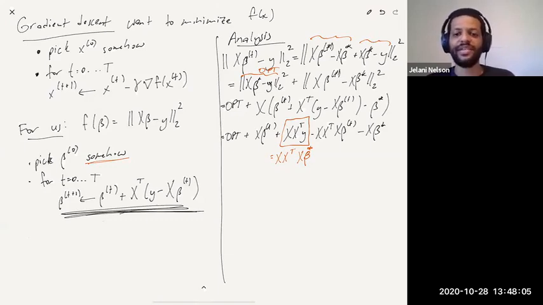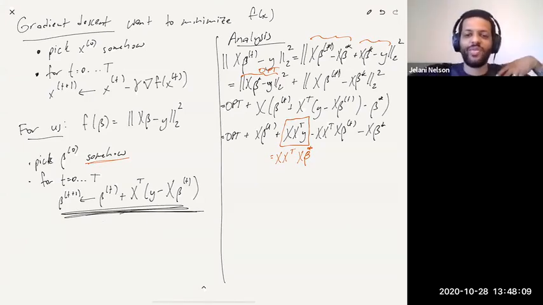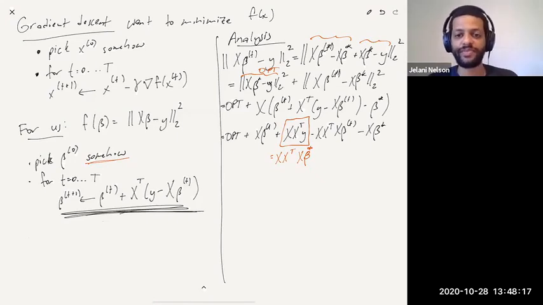Because again, x transpose is like basically taking the columns and dot producting them with y, but if y is orthogonal to the column space, then that's 0. So x transpose y perp is 0. The only thing that survives there is x transpose y parallel. Meanwhile, what is x beta star? X beta star is y parallel, right? The optimal beta star is the one such that x beta star is the part of y in the column space of x. So does that make sense?